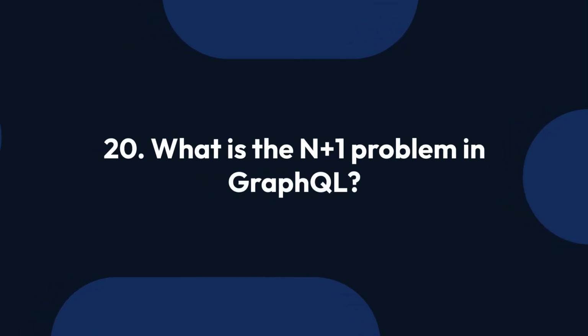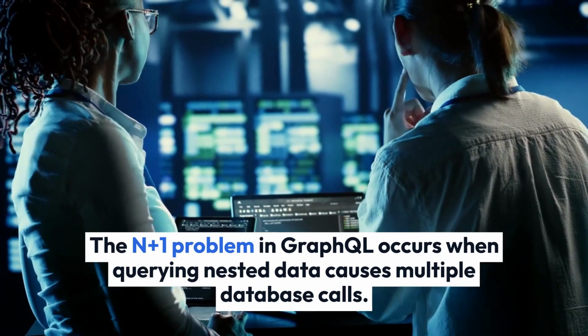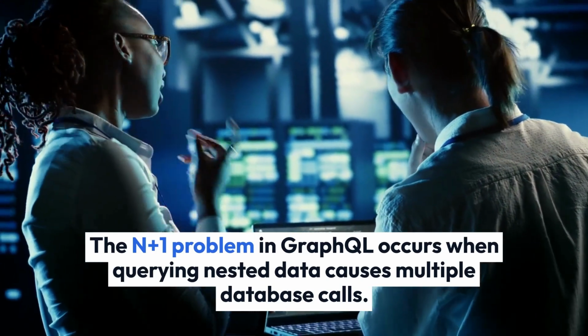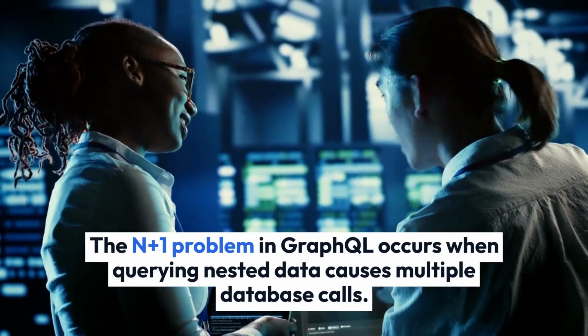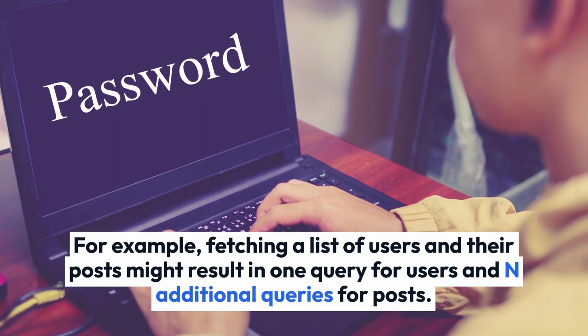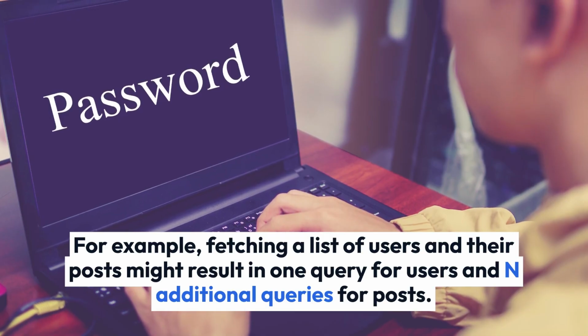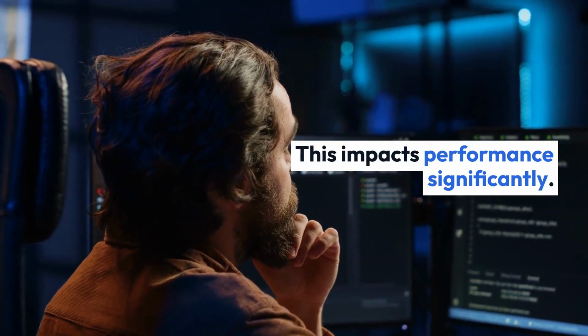20. What is the N+1 problem in GraphQL? The N+1 problem in GraphQL occurs when querying nested data causes multiple database calls. For example, fetching a list of users and their posts might result in one query for users and n additional queries for posts. This impacts performance significantly.